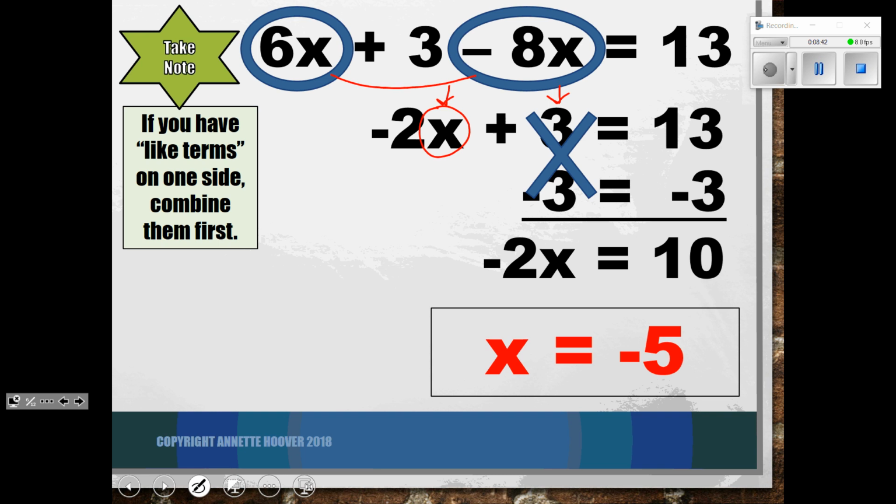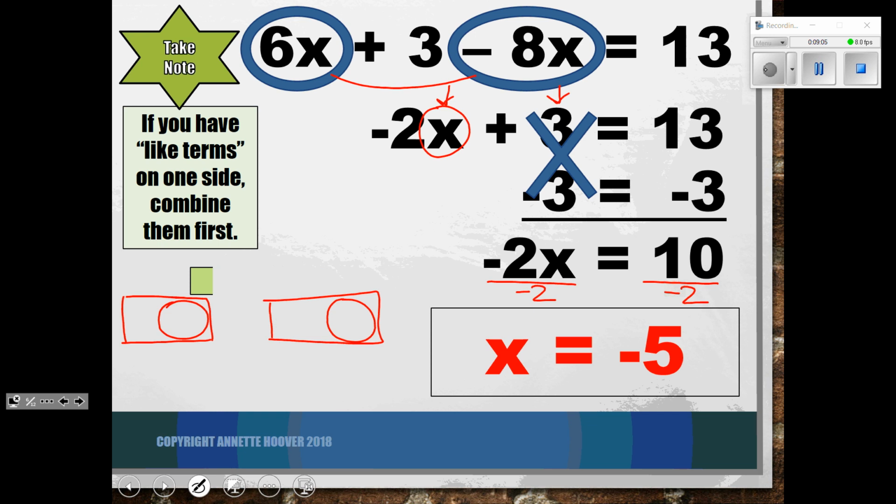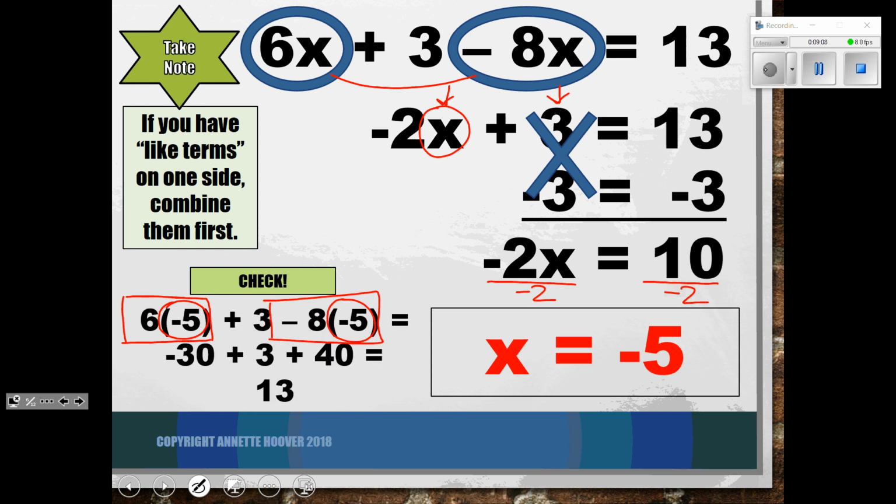Now we divide both sides by -2, since the variable is being multiplied by -2. And that gives us a -5. Now if we plug that back into the equation, it looks pretty long, but we had to plug in the -5 being multiplied times the 6 and times the 8. So now we follow PEMDAS because we're solving an equation. We do the multiplication first, and that would be a -30 and a +40, and then when you add the 3 together, that gives you 13, which does check.